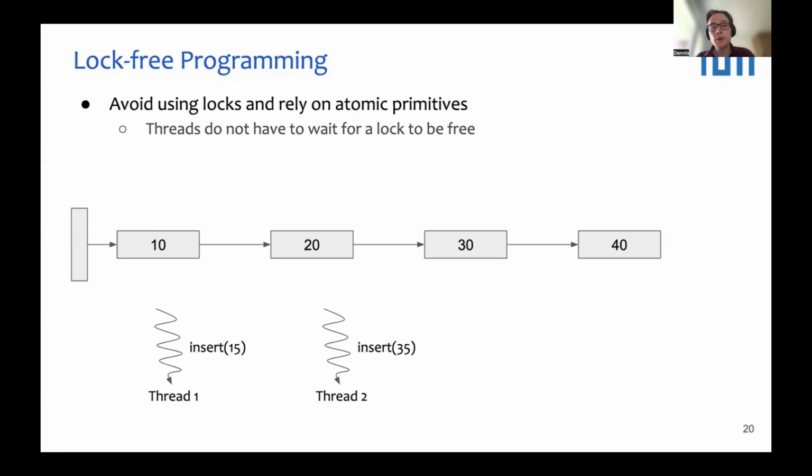So for this example, we consider a linked list with 4 elements, and 2 threads want to simultaneously insert a value into this list. In the previous approach, we could have had a single lock for the entire list, and then the threads would have to wait for this lock to be available before they can insert the elements. However, because these 2 elements, 15 and 35, would be inserted in different locations in the list, we expect that this can be done in parallel, right?